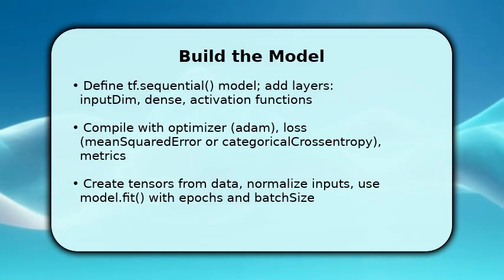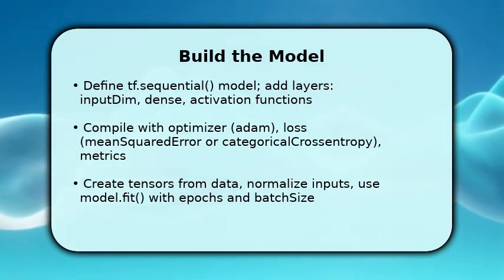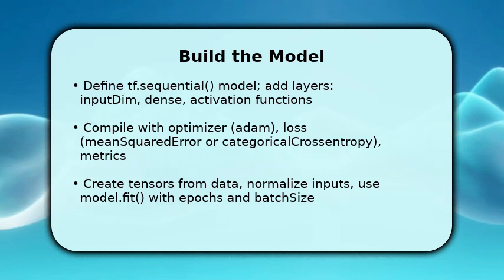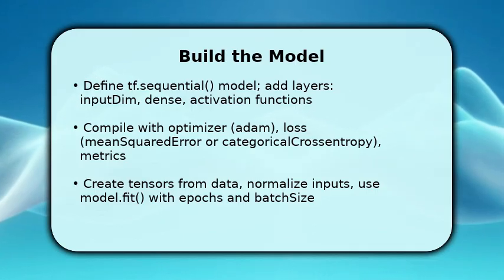Next, convert arrays to tensors and normalize inputs. Batching and epochs control training stability. Make sure to shuffle training data, so the model generalizes rather than memorizes order.